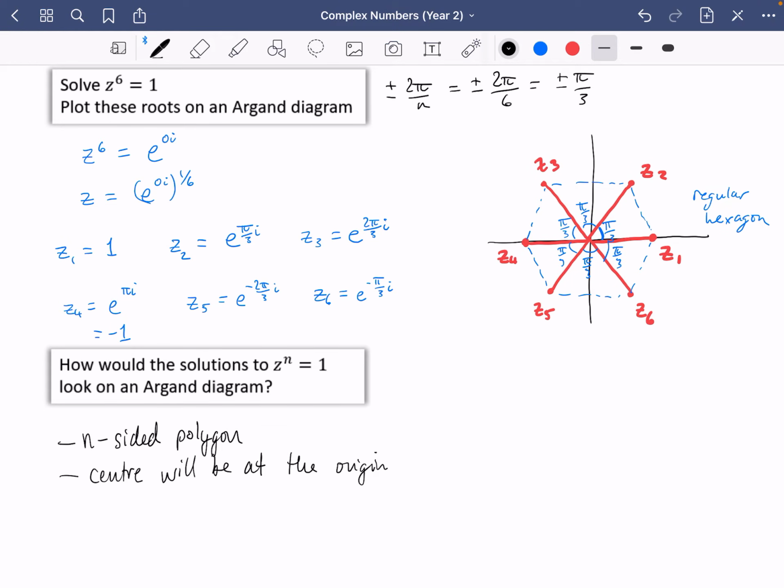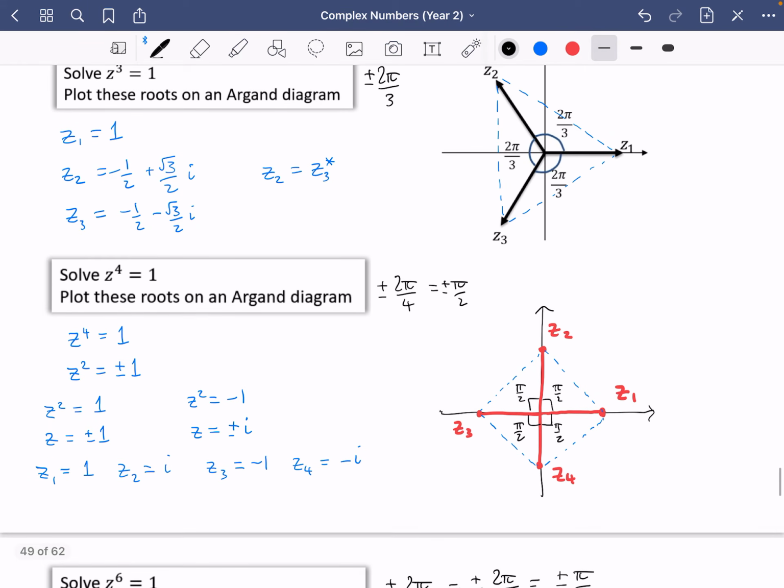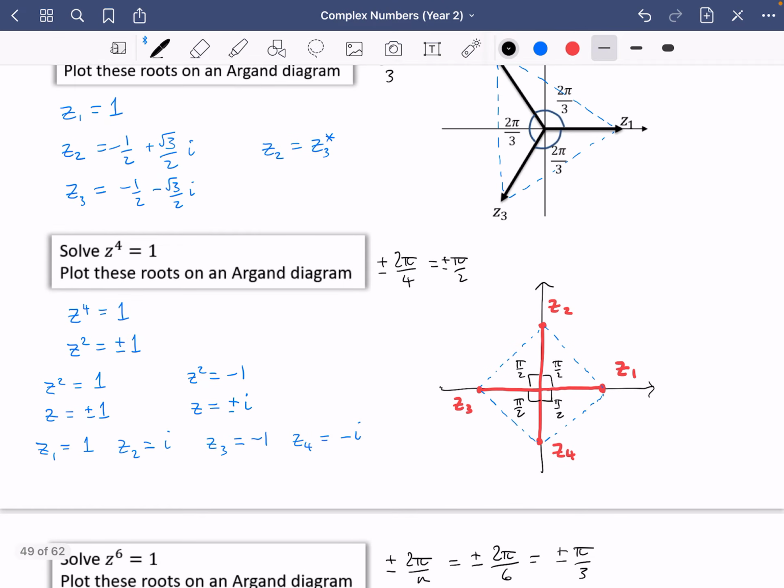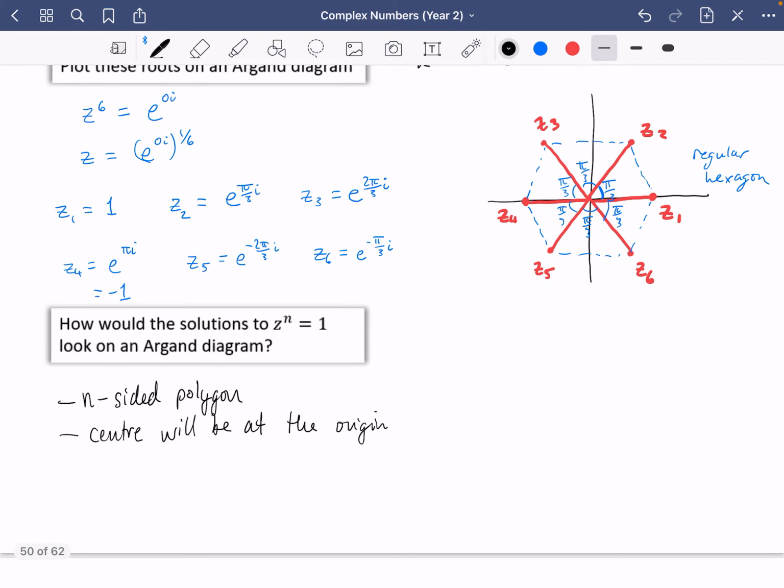And we want to try and take into account the fact that the square and the triangle look a bit tilty. Hopefully you've spotted that z1 is always at 1. So I think the third thing we can say here is that one of the vertices will be at 1 on the Argand diagram. So this is what happens if you take the roots of unity. No matter how many roots there are, they will always form a regular polygon. The center will always be at the origin, and one of the vertices will be at 1.